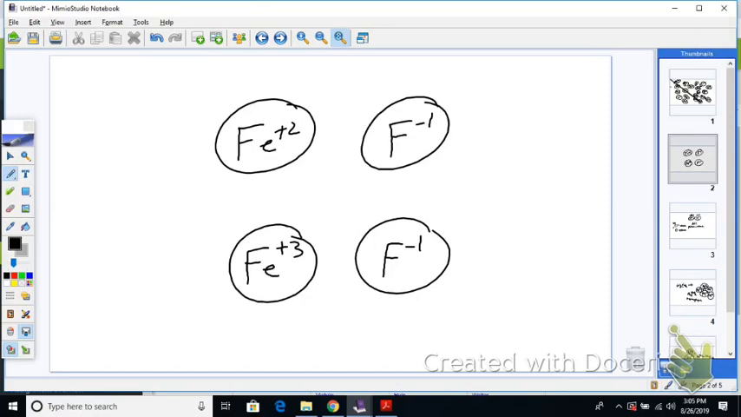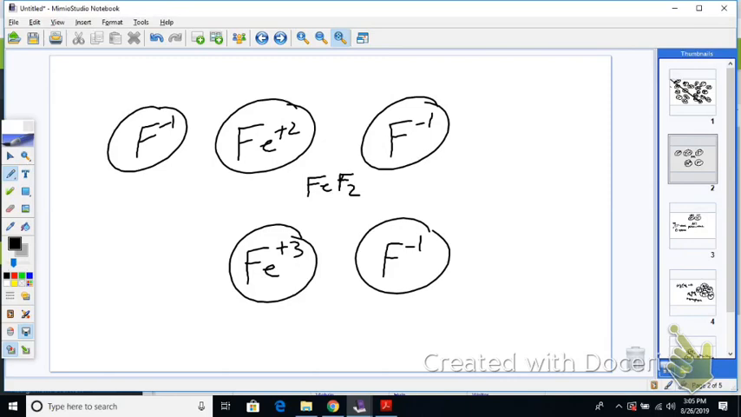Okay, so if it's a plus 2, we need two fluorines. So we need two fluorines. So that formula would be FeF2.